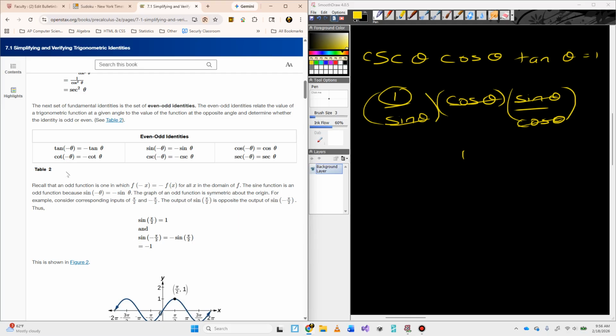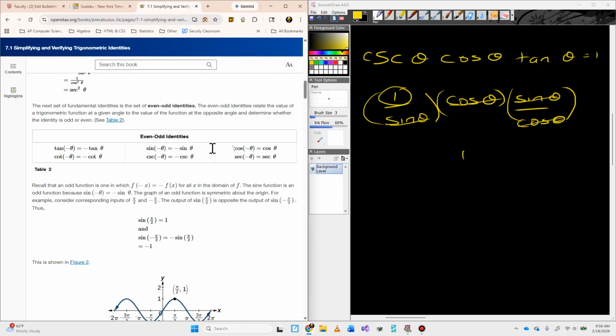same angle positive. Sine negative theta is going to be rewritten as negative sine theta. Cosecant negative theta can be written as negative cosecant theta. And cosine negative theta is written as positive cosine theta, and secant negative theta is written as positive secant theta. These are known as odd identities, okay? And this is known as even identities here.